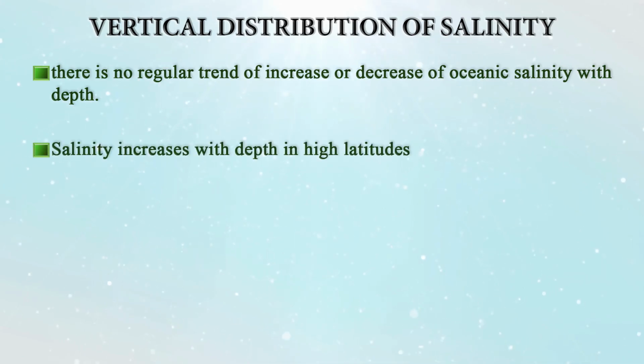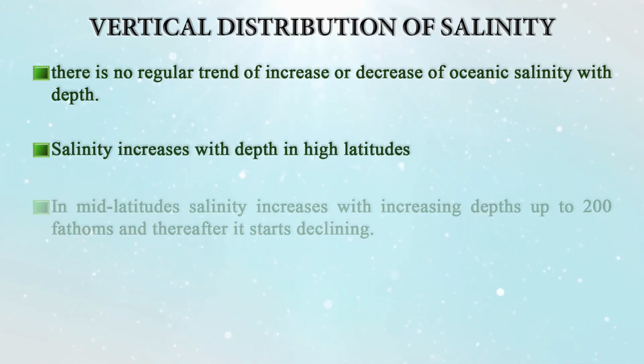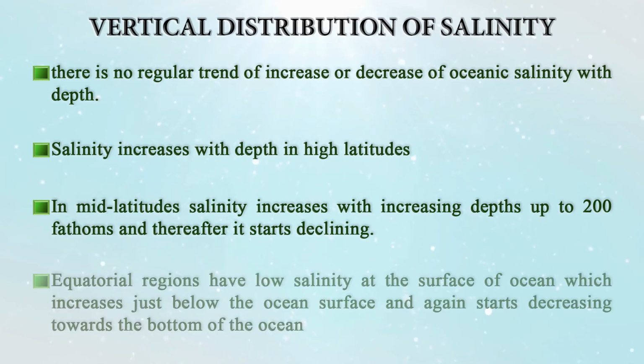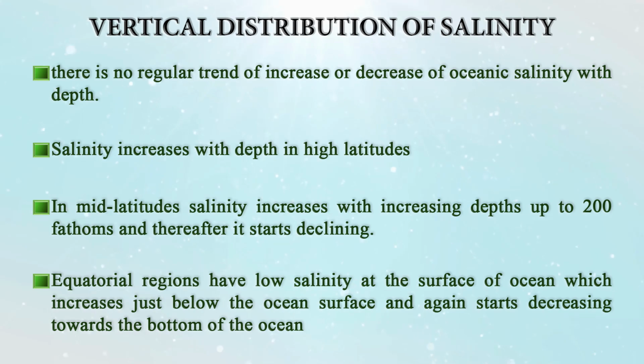Salinity increases with depth in high latitudes. In the middle latitudes, salinity increases with increasing depth up to 200 fathoms, and thereafter it starts declining. And in the equatorial regions, it has been reported that the surface area has low salinity, and just below the surface salinity increases and again starts decreasing towards the bottom of the ocean. So, these are the trends which have been reported by some of the famous oceanographers in their various expeditions.